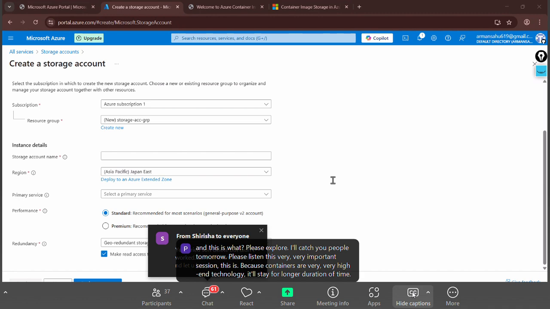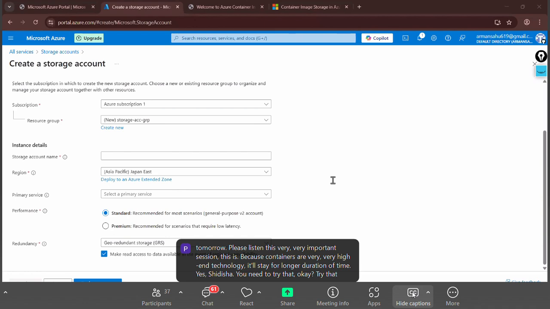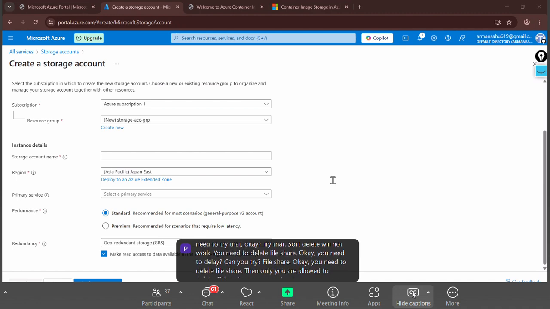Yes, Shirisha, you need to try that. Soft delete will not work. You need to delete the file share. Okay, you need to try the file share. You need to delete the file share, then only you are allowed to delete. Otherwise, you are not. Okay.